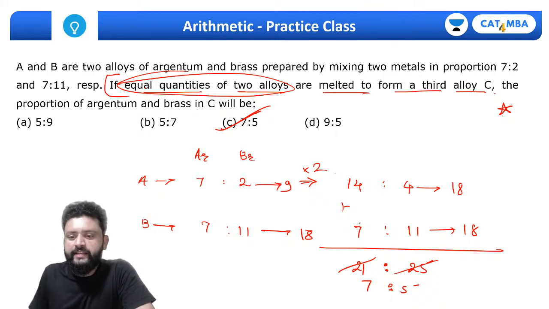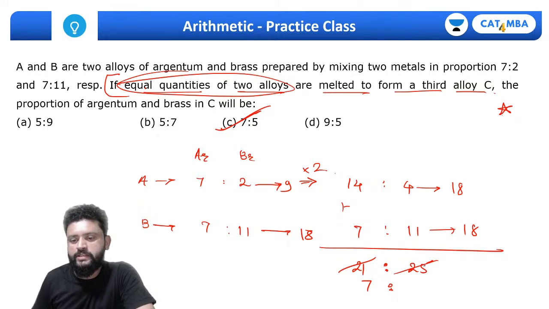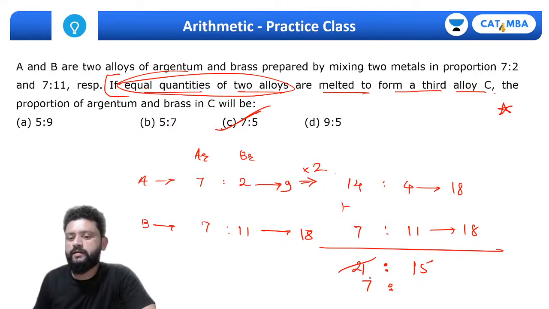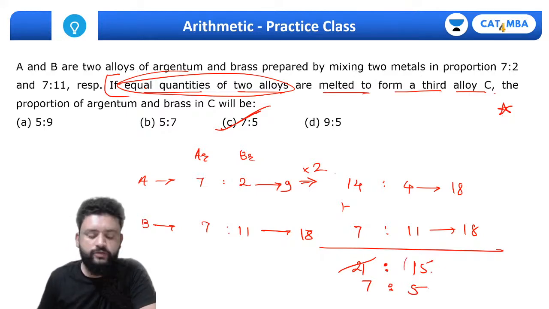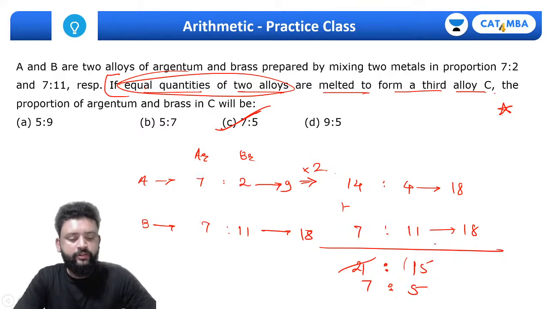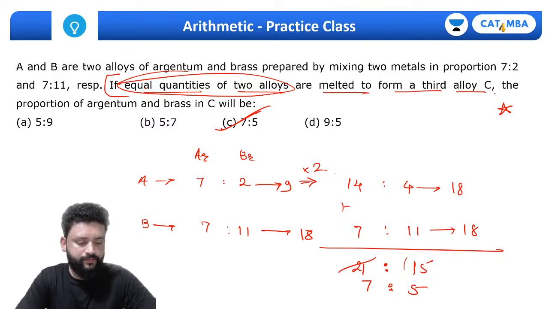Right, Ashish, are you getting this? Oh, sorry, just let me check. It was 15. So 7:3. 7:5 is the right answer. It's not 25, it's 15. Right, Mega? Have you solved by the same way?